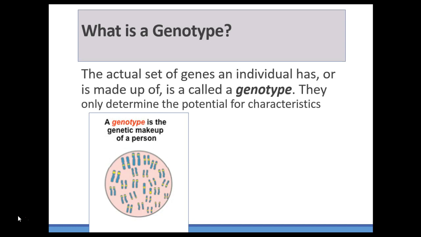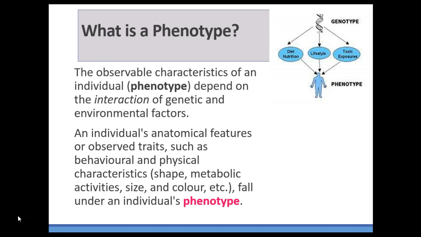However, genes only determine the potential for our characteristics. Phenotype. The observable characteristics of an individual are called your phenotype. They depend on the interaction between your genes, your genotype, and environmental factors. An individual's anatomical features or observed traits such as behavioural and physical characteristics, shape, metabolic rate, activities that you like doing, your size, your hair colour, etc., fall under your phenotype.